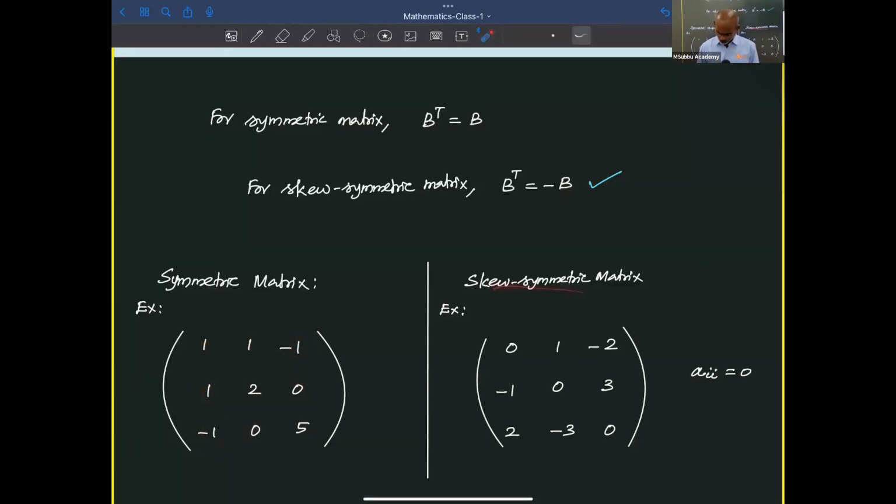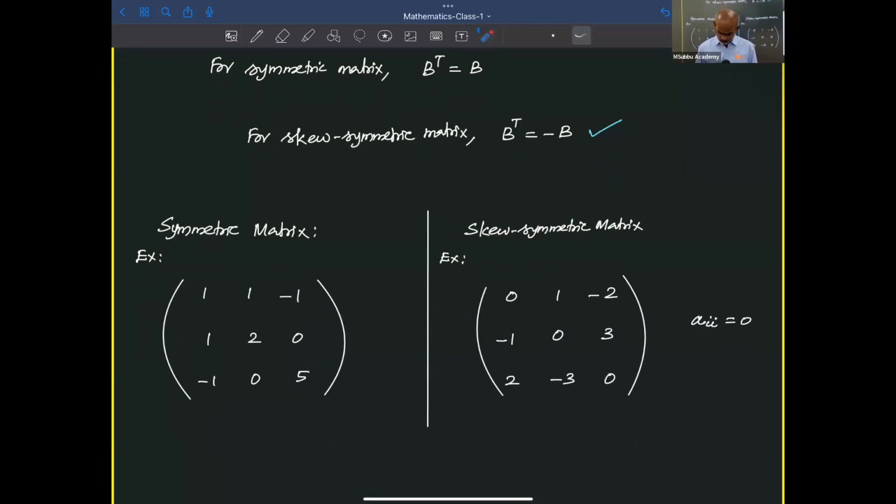Whereas for skew-symmetric, the transposed matrix should be equal to minus of the matrix. So for that, if the elements have opposite signs, then they are okay. And in that case, necessarily the diagonal elements are 0. For a skew-symmetric matrix, the diagonal elements are 0, because 0 plus or minus doesn't matter.